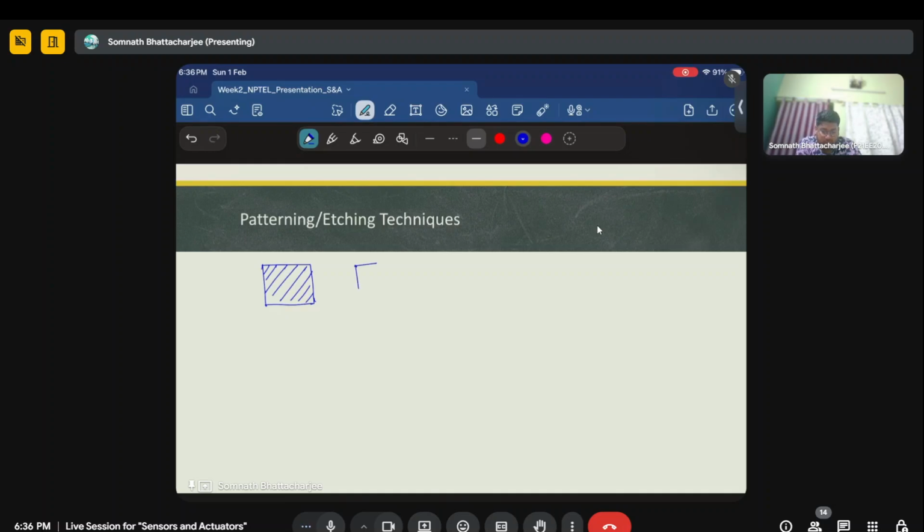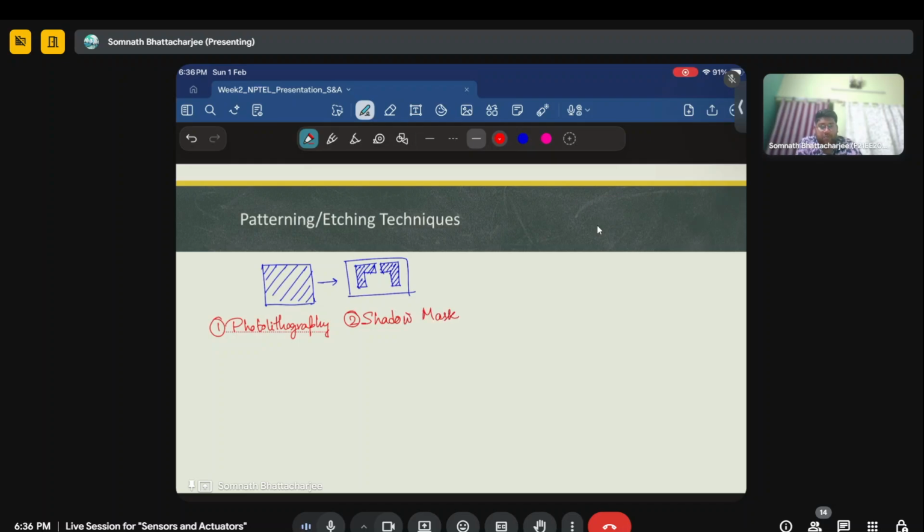Let's say we need the device to look something like this, and this can be the whole one. And we need only the material here. So there are very cheap processes as well, and there are much costlier processes as well. One of the most important ones is photolithography, and one of the most used cheap ones is shadow mask usage.